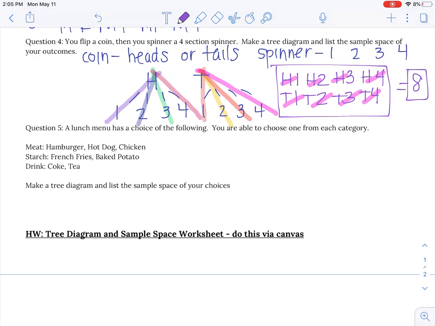So the first thing we're going to do is make a tree diagram. So from that tree diagram, I am going to use abbreviations. So I'm going to start with the hamburger, hot dog, and chicken. So I'm going to label them HB, HD for hot dog, and C for chicken.